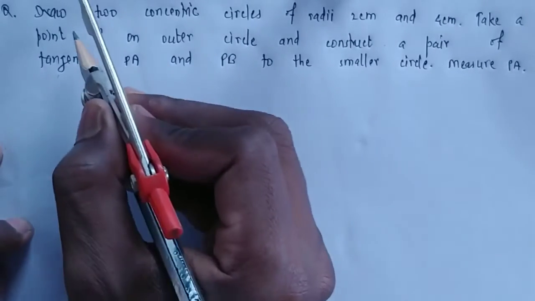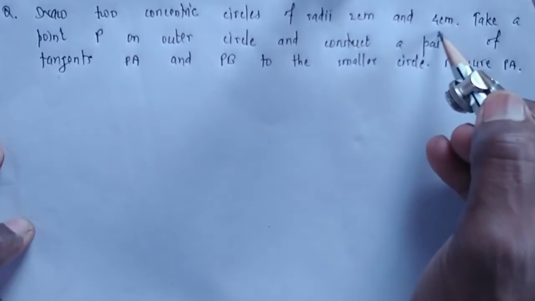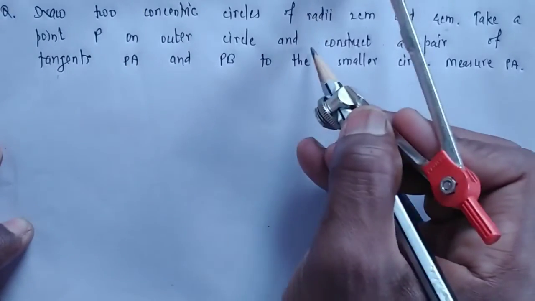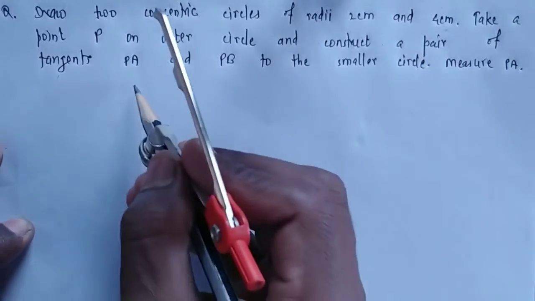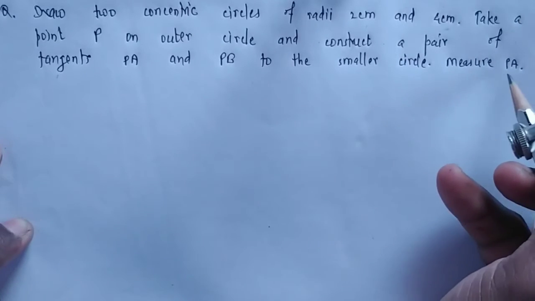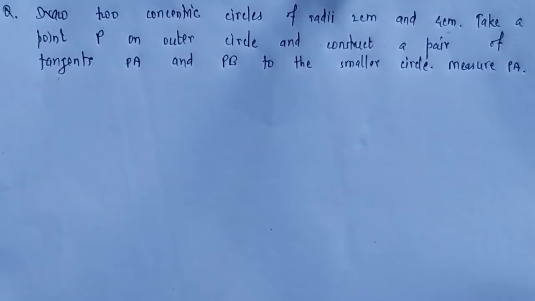Today we are going to solve a problem of the chapter Constructions. The problem is: draw two concentric circles of radii 2 cm and 4 cm. Take a point P on the outer circle and construct a pair of tangents PA and PB to the smaller circle. Measure PA. Let us learn the method to solve this problem.